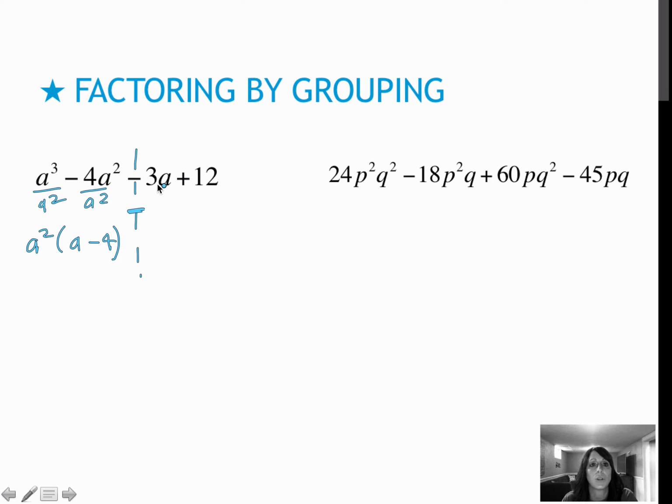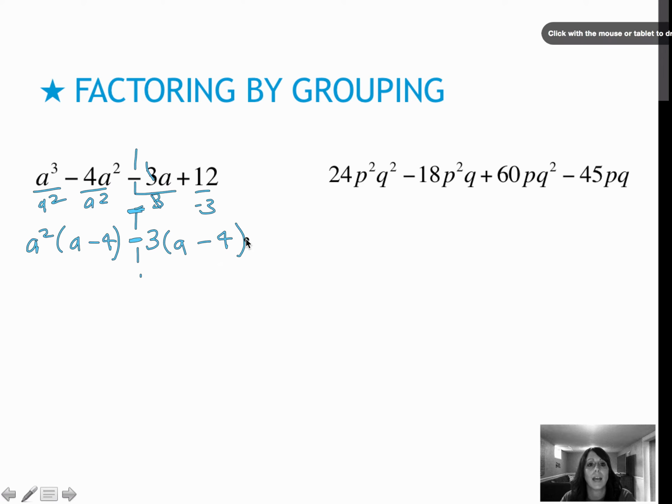For my second two terms, again, I'm taking out a minus 3. So if I take out a minus 3 here and a minus 3 here, that gives me a positive a, because a negative divided by a negative is a positive, and 12 divided by negative 3 is negative 4. So be very careful with the signs on that question.